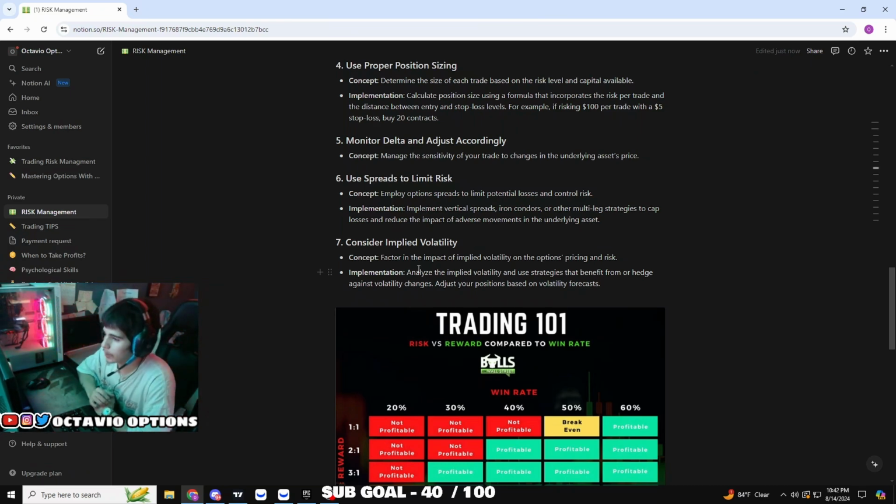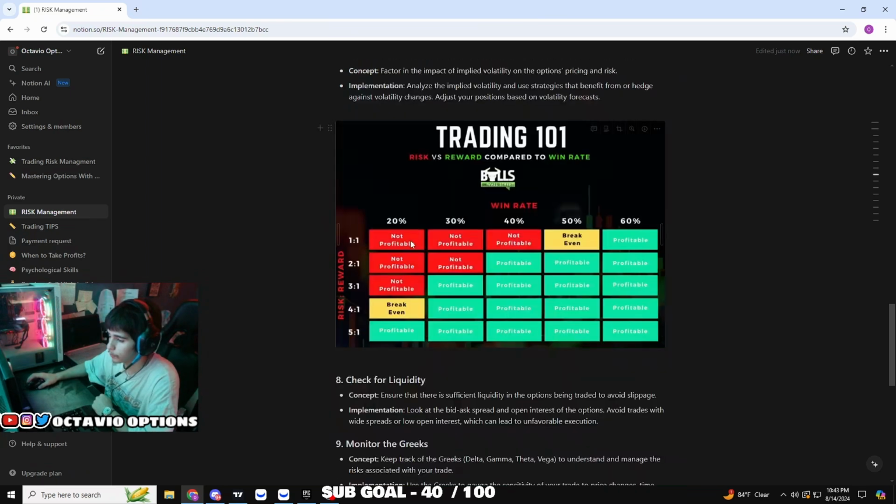Factor in the impact of the volatility of the option price and the risk, guys. You gotta see the risk and you gotta see the volatility within the risk of your option contract. Analyze the implied volatility and use strategies that benefit from or hedge against volatility changes. Adjust your position based off volatility forecasts.